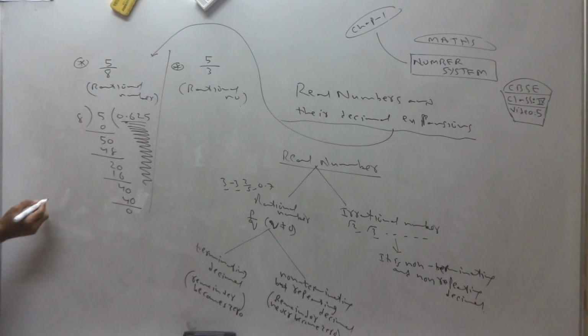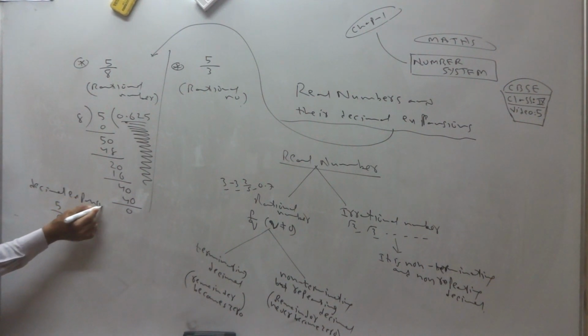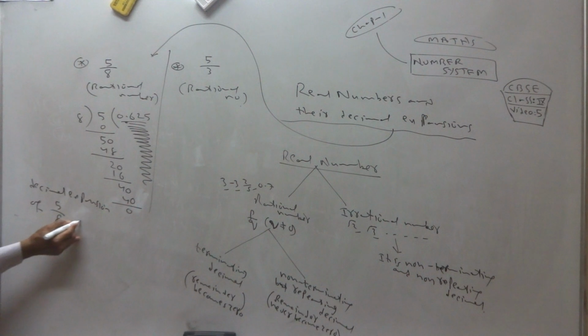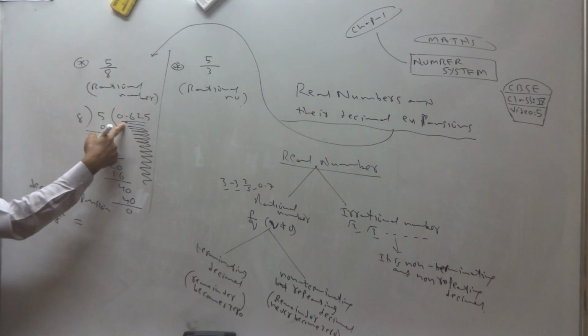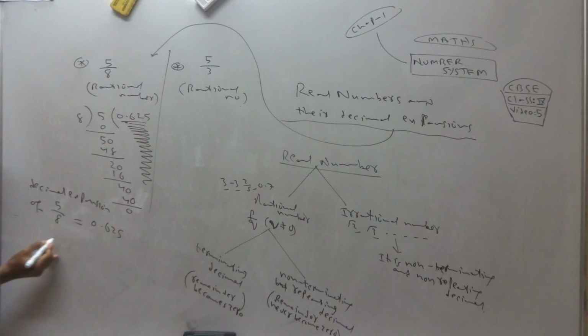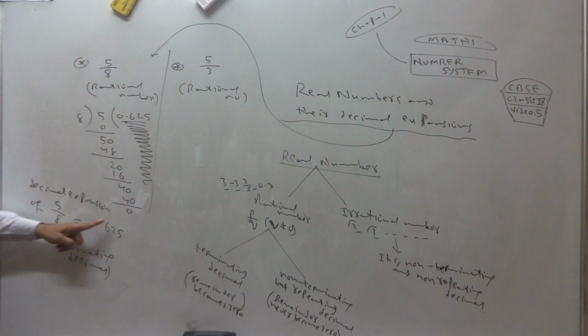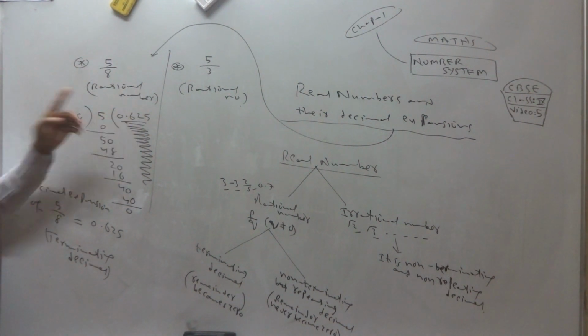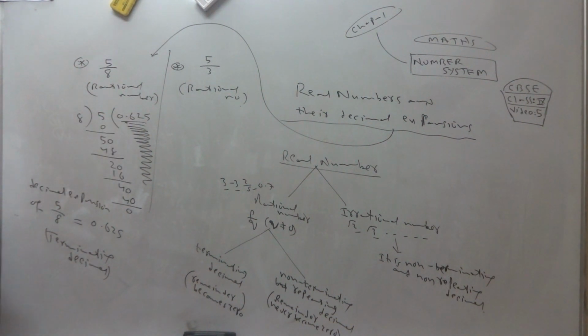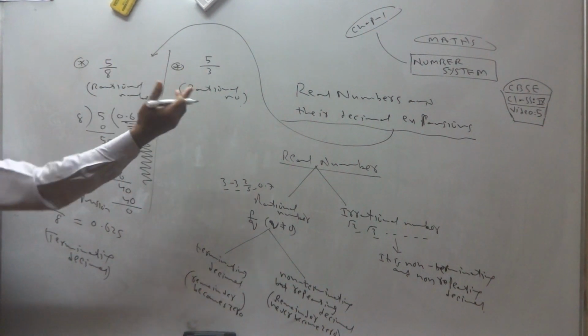This answer is called the decimal expansion. So the decimal expansion of 5 by 8 is this, and this is a terminating decimal. The reason, you understand? Because you got remainder 0. When you get remainder 0, it is a terminating decimal. So this is called the decimal expansion. Understood?